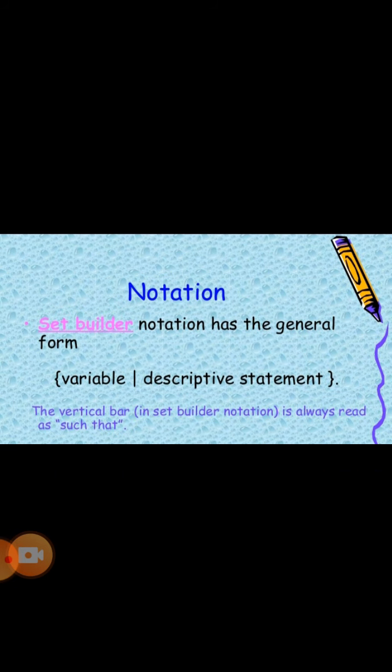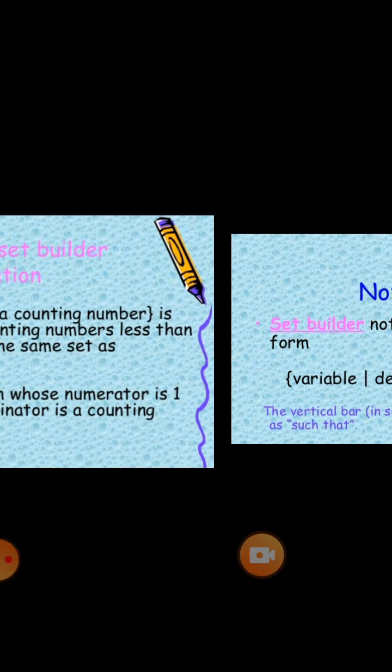Next we discuss set builder form. In this method a set is described by some property common to all the elements. In set builder form, the notation has the general form: variable such that descriptive statement. Here we have an example of set builder form. The vertical bar in set builder notation is always read as "such that".